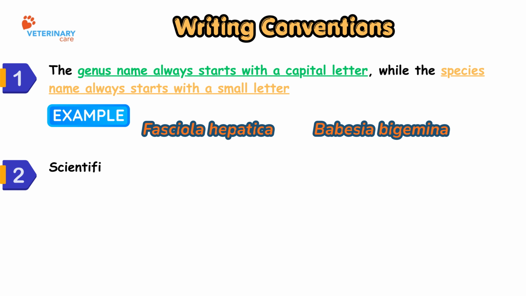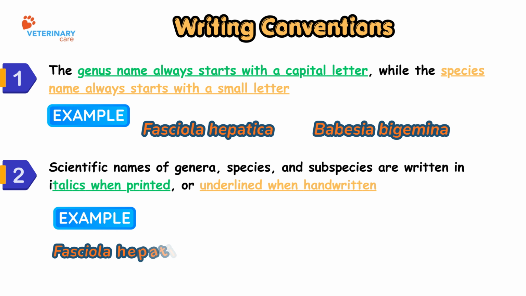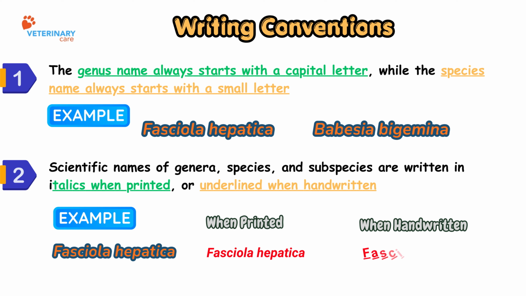Finally, scientific names of genera, species, and subspecies are written in italics when printed, or underlined when handwritten. For example, Fasciola hepatica when printed is written as, and when handwritten is written as.